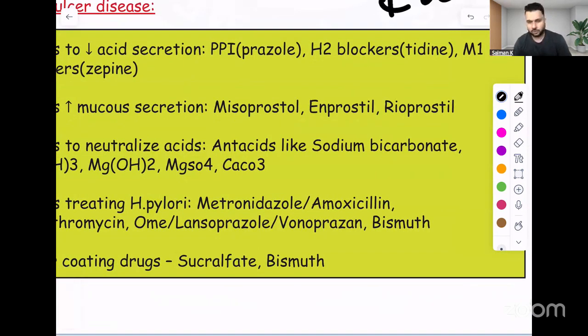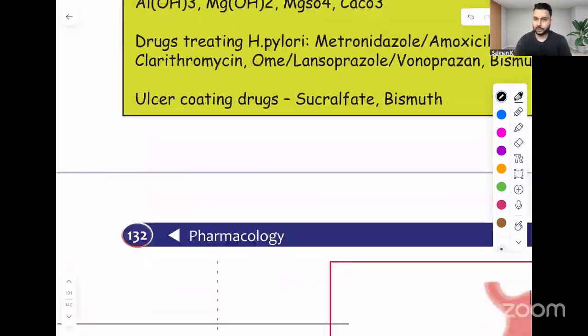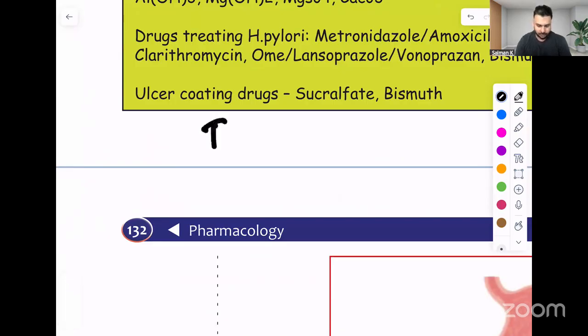Now, what they will usually ask in this is, how do you treat H. pylori? Remember, I told you triple regimen and quadruple regimen. What is triple regimen? 2 antibiotics plus 1 PPI, right? 2 antibiotics plus 1 PPI. So there are regimens called OCA or OCM.